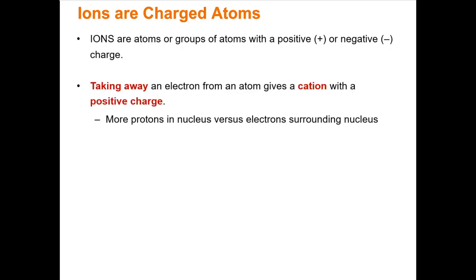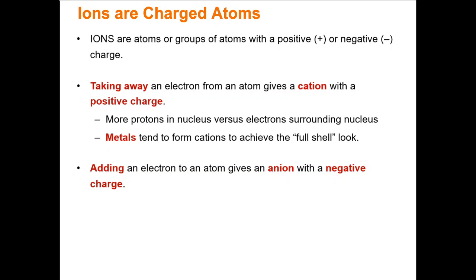Okay, and they come in sort of two flavors here. So if we take away an electron, we're going to get a cation. In other words, we're going to get an ion with a positive charge. In this case, we have more protons in the nucleus versus the electrons that are surrounding it, giving us overall a positive charge. So metals are going to tend to do this. Your metal atoms, and we'll talk at the end of this chapter about what are metals, what are nonmetals, are generally going to form cations.